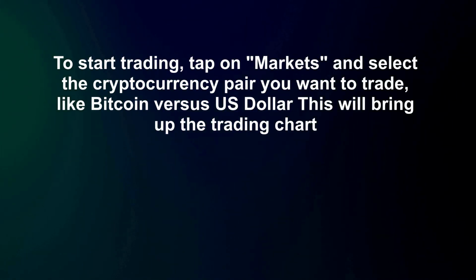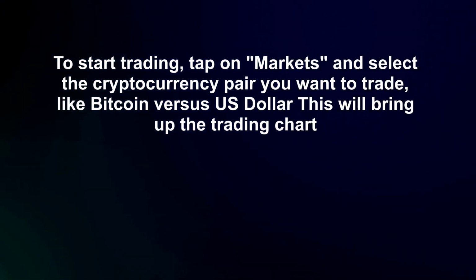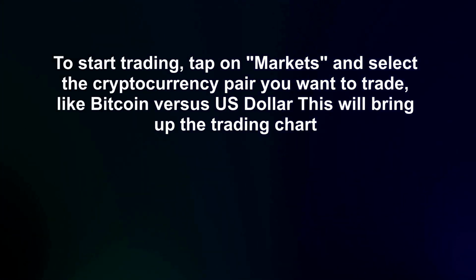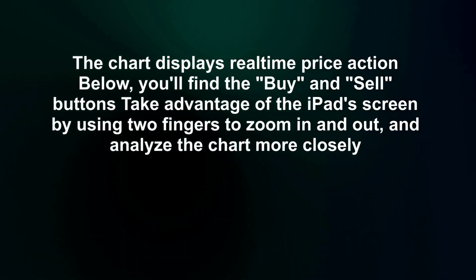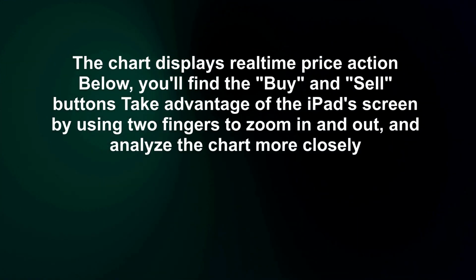To start trading, tap on Markets and select the cryptocurrency pair you want to trade, like Bitcoin versus US dollar. This will bring up the trading chart. The chart displays real-time price action. Below, you'll find the buy and sell buttons.